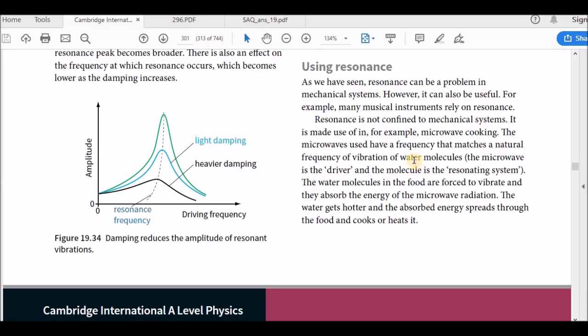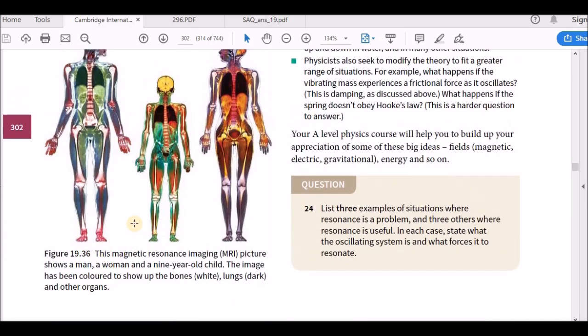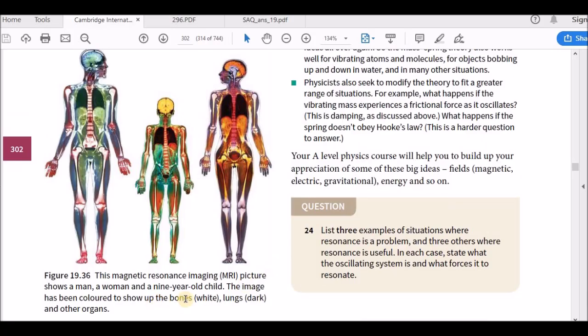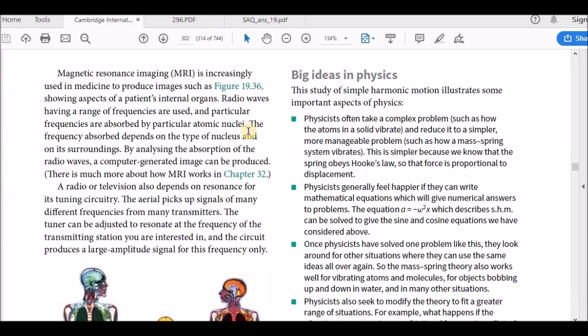So remember, this is one use. There are more uses over here. Another one is magnetic resonance imaging. In short, we call it MRI. MRI scans are increasingly used in medicine to produce images such as in figure 19.36. Okay, you can see that here. This magnetic resonance imaging MRI picture shows a man, a woman and a 9-year-old child. The image has been colored to show up bones white, lungs dark and other organs. So here also we are using resonance.